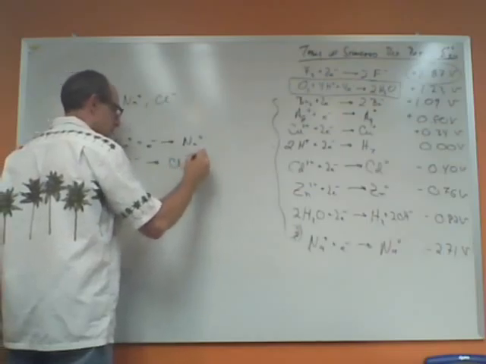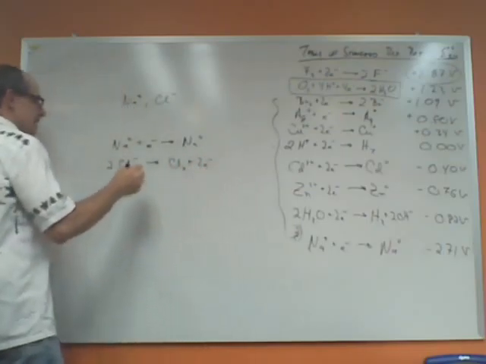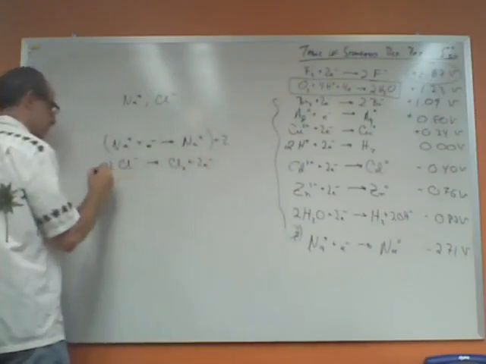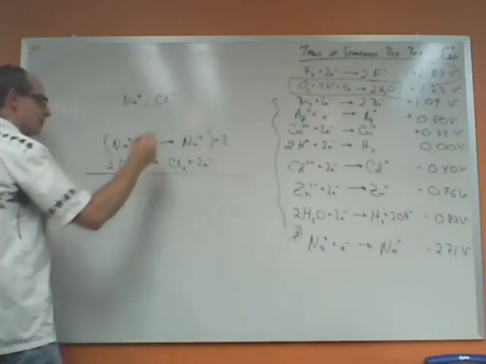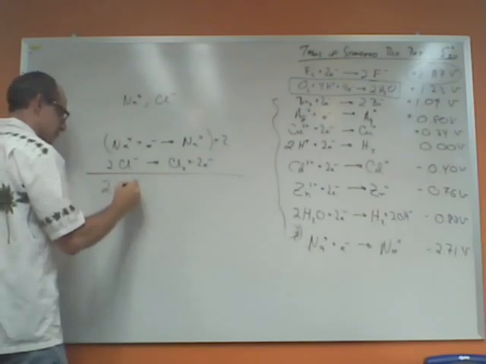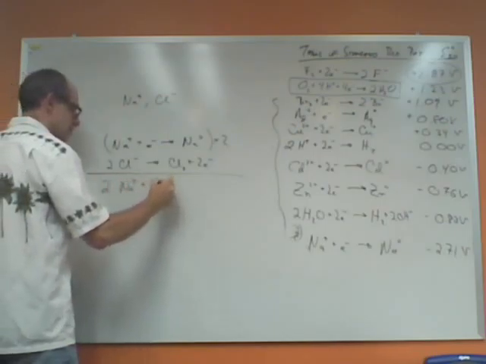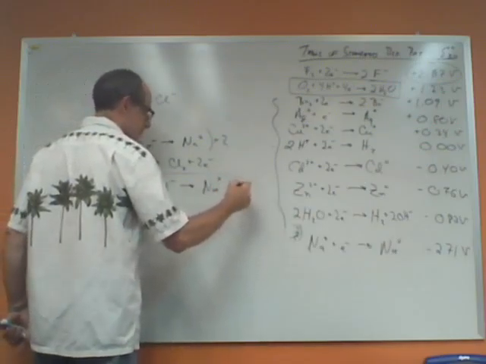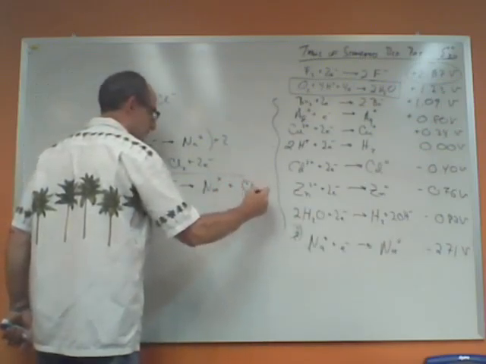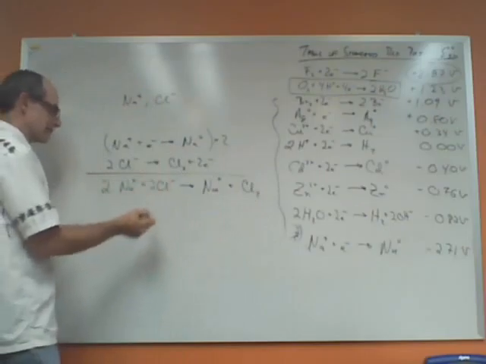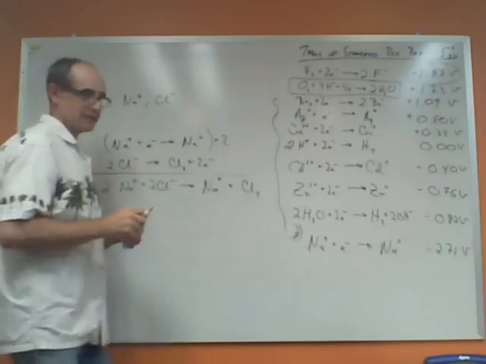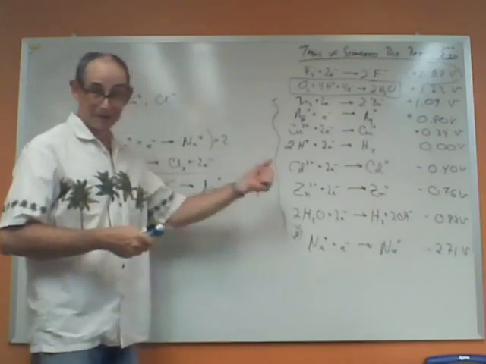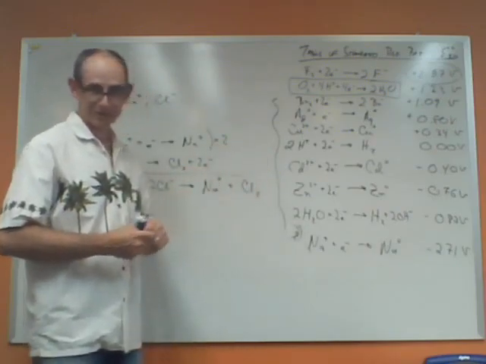We would form chlorine gas, and 1 electron, 2 electrons, so this gets multiplied through by 2, and our overall reaction would be 2 sodium ions plus 2 chloride ions goes to sodium metal plus chlorine gas. And that would be the electrolysis or the electrical splitting of sodium chloride. And these are how you'd figure out the reaction that occurs in an electrolytic cell.